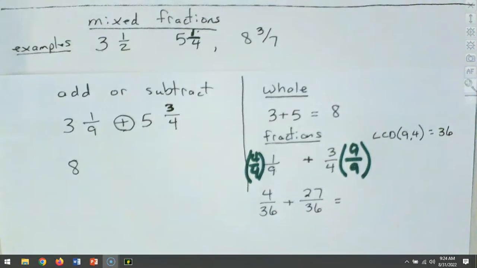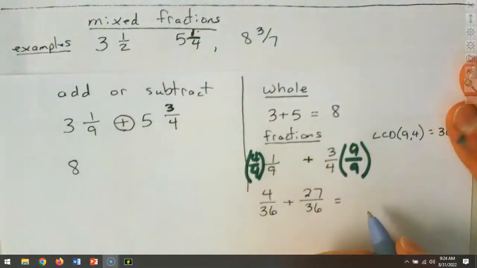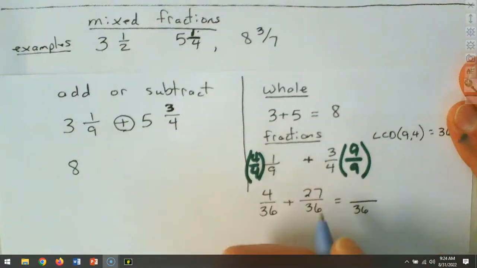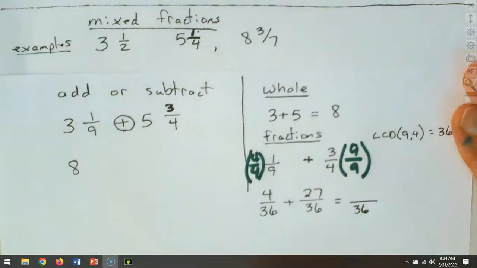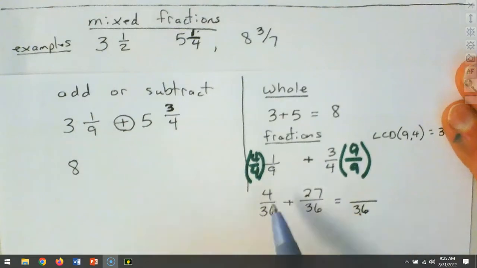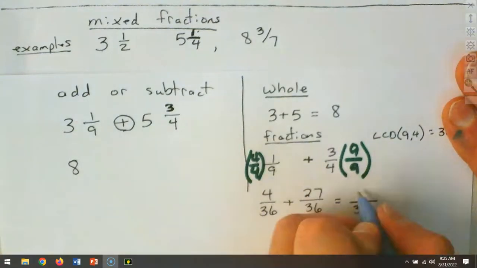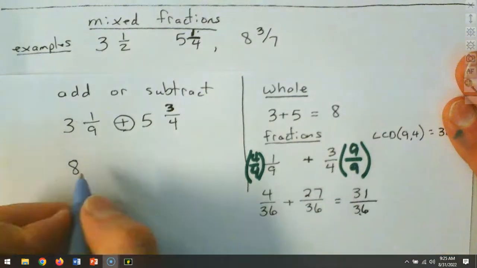Now we're going to add these together. The common denominator is going to be a 36. So always write that down first so we don't accidentally make a mistake there. So the common denominator is a 36. Now what are we doing? We're just adding, right? These have the same denominators now. These are the same signs, so we just add across. And 4 plus 27, well, that is a what? 31.